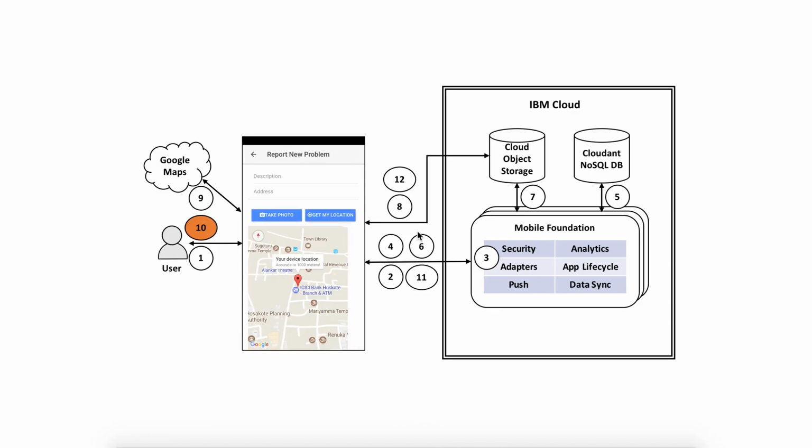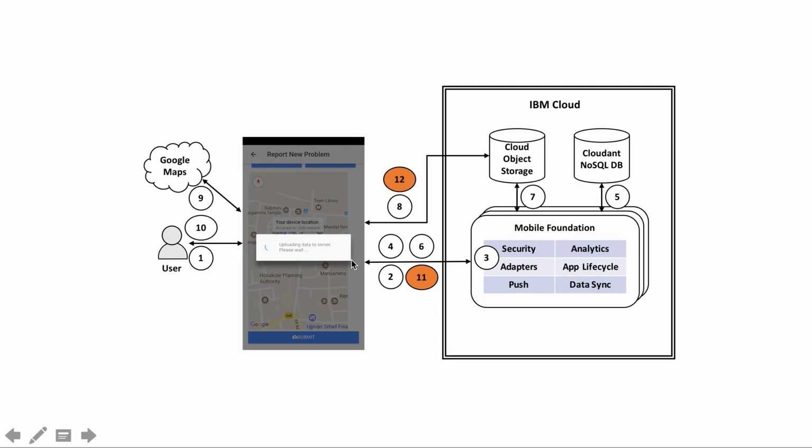Back in the home page, user clicks on the plus button to report a new civic problem. A new page is shown where user can enter a description for the new civic problem as well as capture image and geolocation of the problem spot. User clicks on submit button. The mobile app uploads the textual data to Cloudant, the NoSQL DB, via Mobile Foundation adapter.